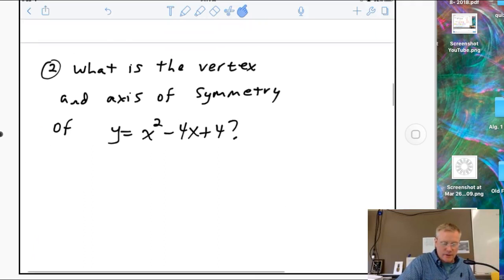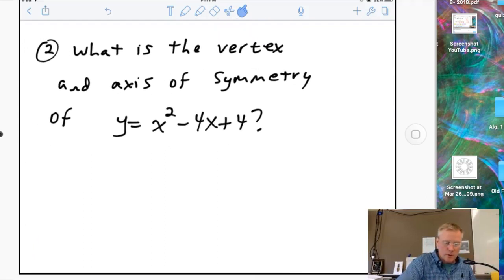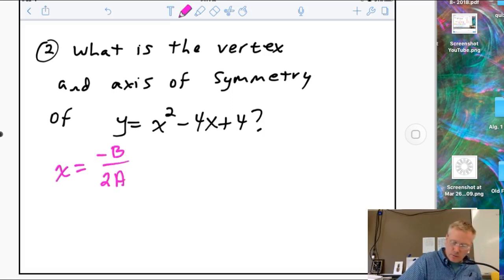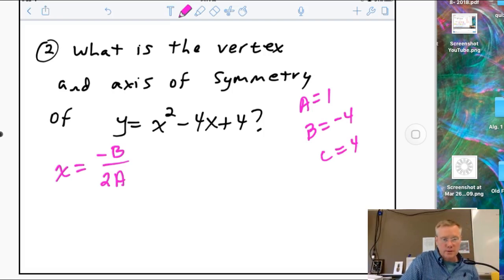What's the vertex and axis of symmetry of the equation y equals x squared minus 4x plus 4? Okay, so there's a vertex formula. You should hopefully have it on your formula sheets by now. X equals negative b over 2a. We've been doing this for weeks now. A is 1, B is negative 4, C would be 4, which you don't actually use for this, but that's okay.